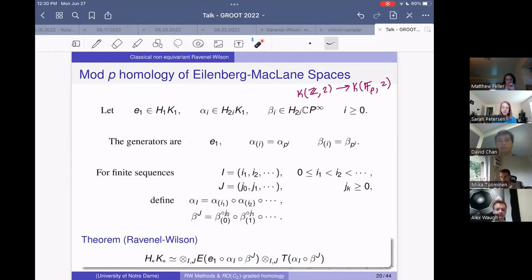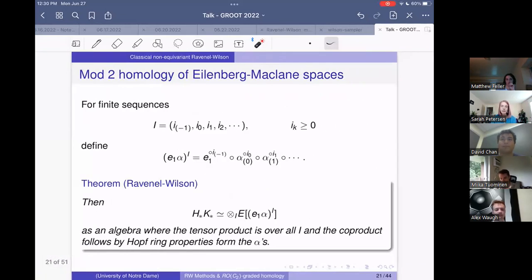And what Ravenel and Wilson show is that the homology of these Eilenberg-MacLane spaces is exterior on E1 circle alpha I, circle beta j, tensored with truncated polynomial on alpha I, circle beta j. And in the case that we're at the prime 2, this can actually be written a little bit more simply. It can be written in terms of circle products of just elements in RP infinity. So we just have circles of E1 and the alpha i's.